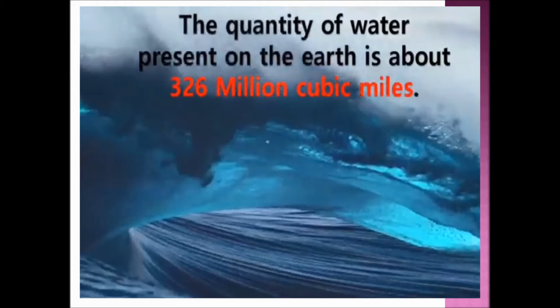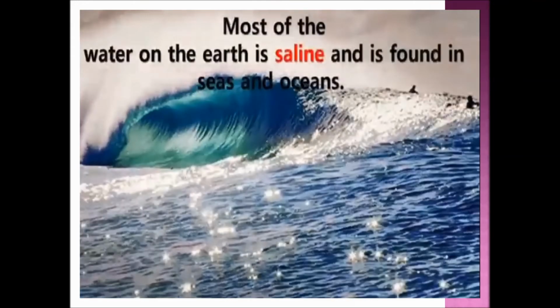Students, it is very hard to visualize such a massive quantity of water over the earth. Hence, earth is called the blue planet. Most of the water on the earth is saline and is found in seas and oceans. So, most of the water on the earth is salt water and it is found in seas and oceans.